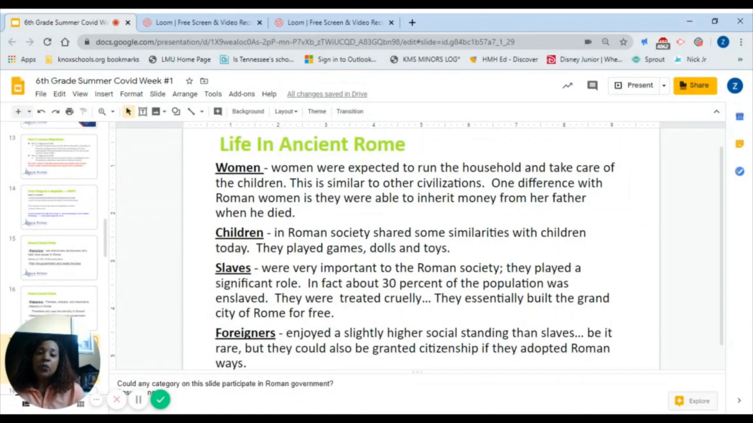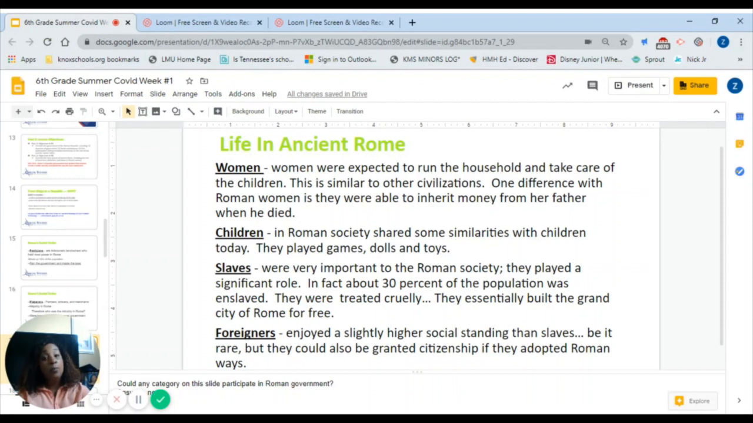Women were expected to run the household and take care of the children. This is similar to other civilizations. One difference with Roman women is that they were able to inherit money from their father when he died. Children in the Roman society share similarities with children today. They play games. They played with dolls and toys. No shocker there.